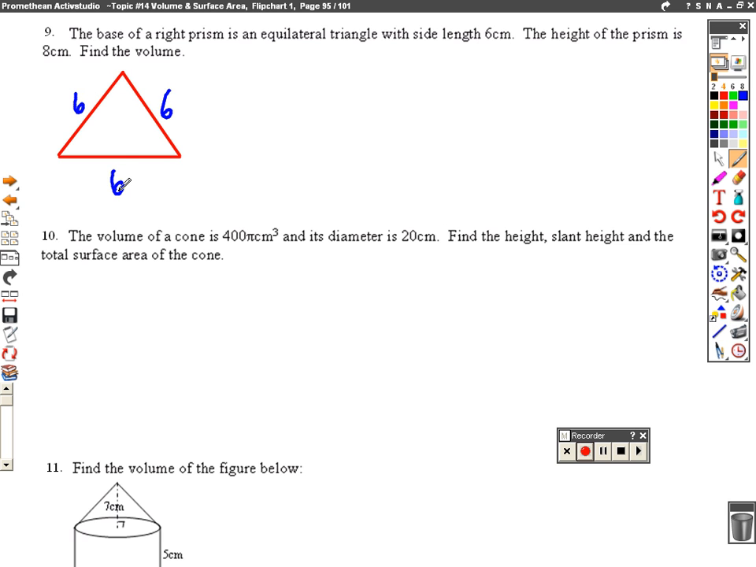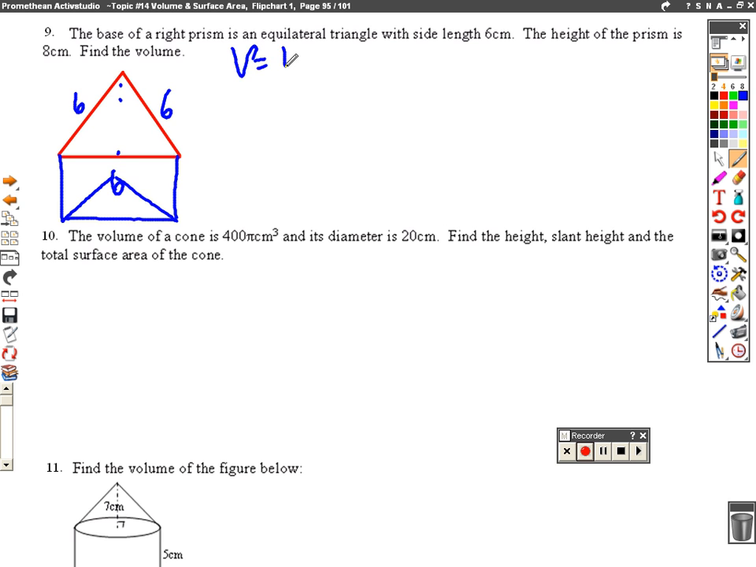Alright, all the sides are 6. And this is a prism which is going to take these two bases, these two equilateral triangles, and connect them, right? And so we'd have something that looks something like that. Alright, so we want to find the volume. So let's look at the formula.